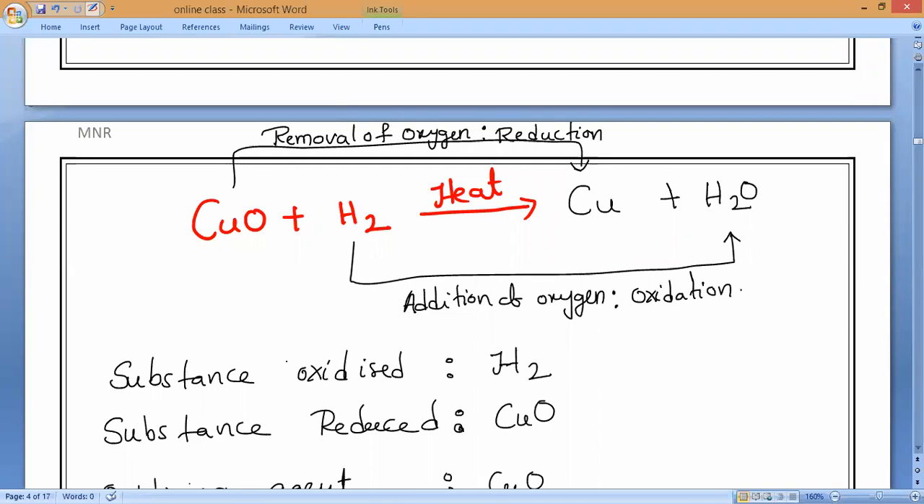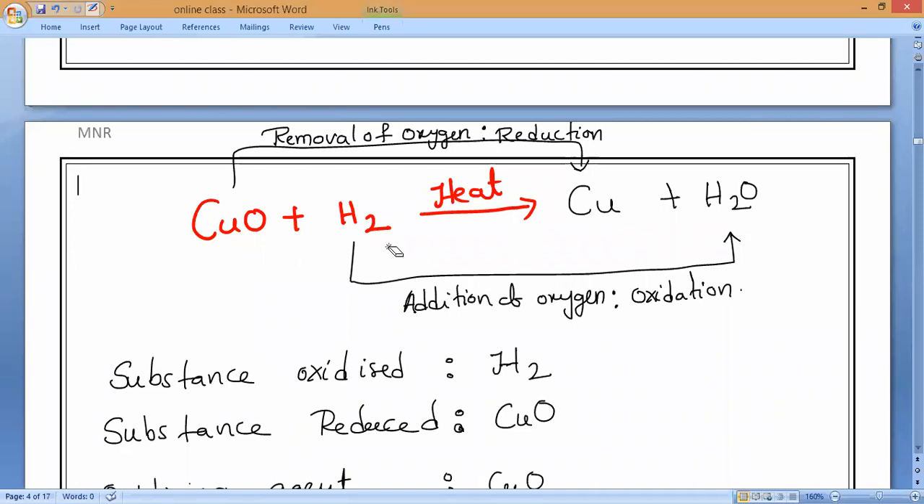So now, why is copper oxide called the oxidizing agent? Yes, Laksha, I'm not hearing your voice much, but it's okay. Because it is supplying oxygen. Copper oxide provides oxygen to hydrogen. That is why it is called the oxidizing agent. Why is hydrogen called the reducing agent? Because it is supplying hydrogen. That is why it is called the reducing agent. Do you understand?